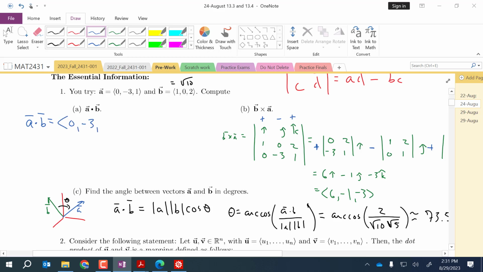It's a good chance to practice with our vectors. Now, let's say a student comes to me and says, I think the answer is 0, 1, 1. What's going on?